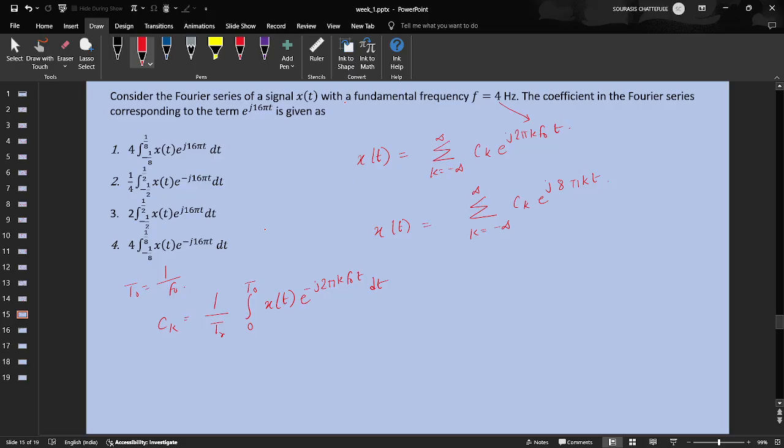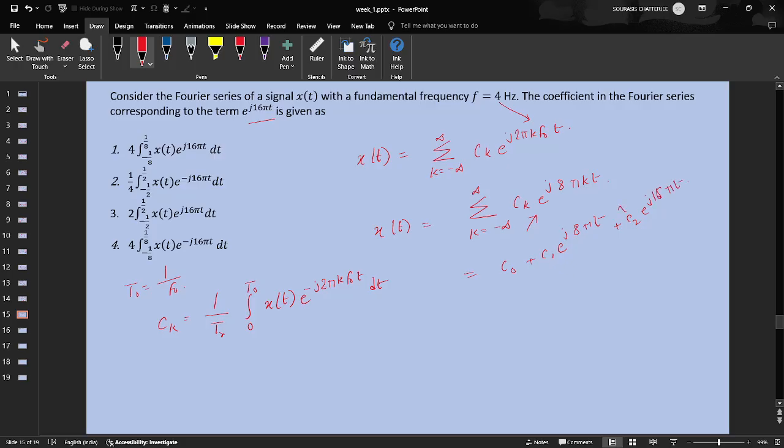So it asks: what is the coefficient in the Fourier series corresponding to the term e to the power j 16 pi t? If you focus on this summation, let's pick only the positive terms, not the negative ones. C0 corresponds to the frequency 0. Then we have C1 e to the power j 8 pi t. Then we have C2 e to the power j 16 pi t.